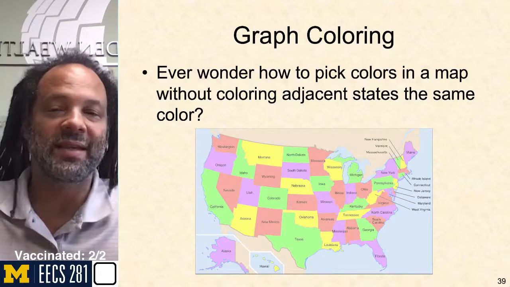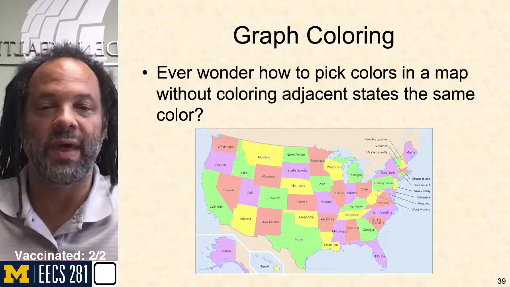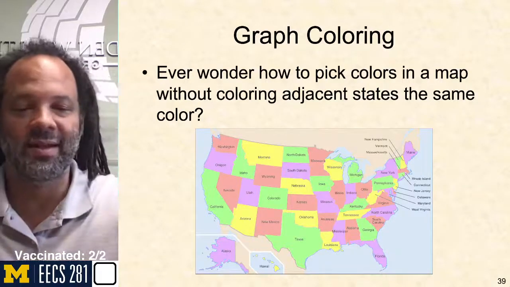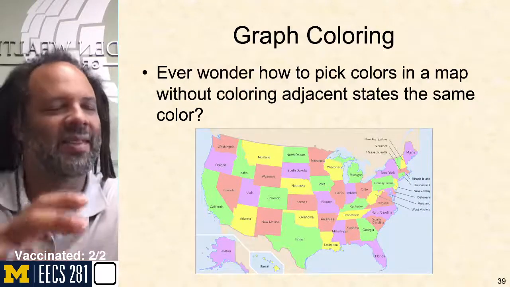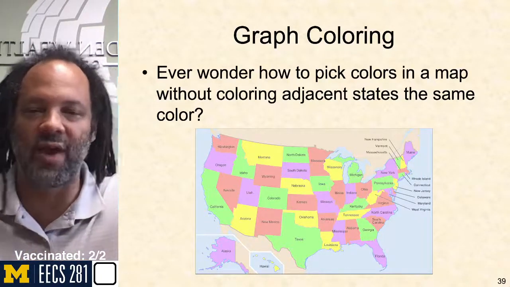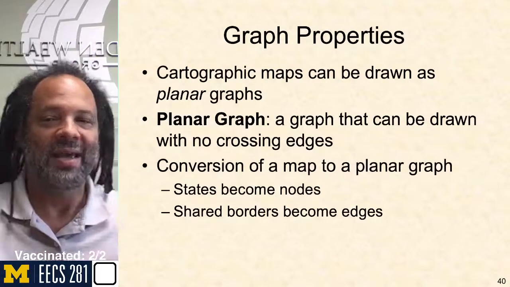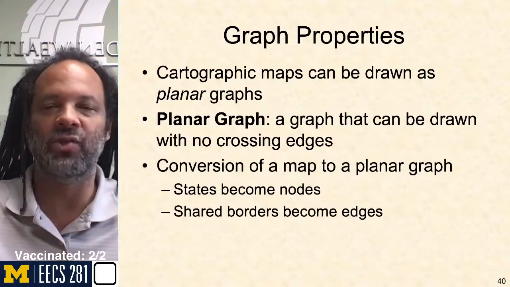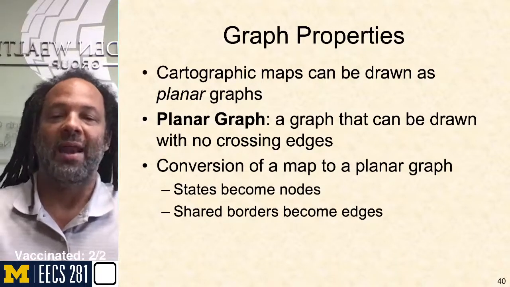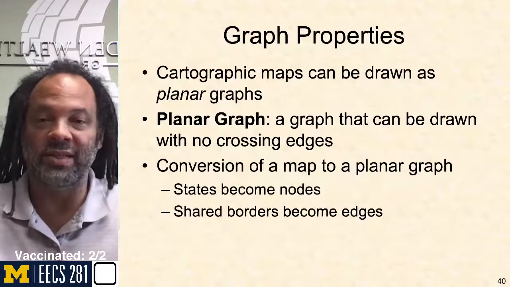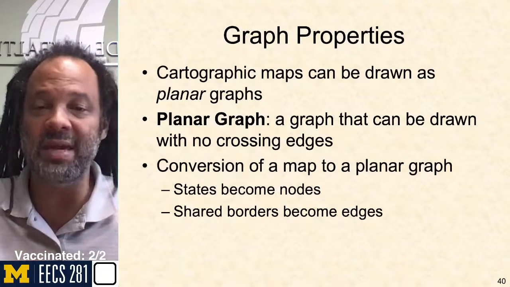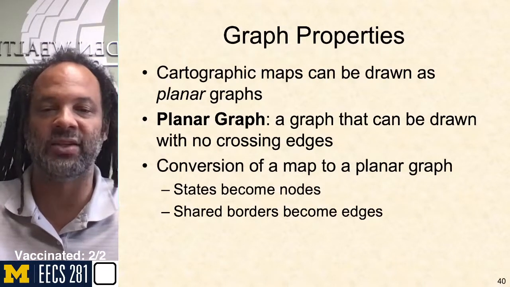So how does this get done? How does the graph get colored this way without coloring adjacent states the same color? Well, we take a map like this, not to be confused with an unordered map, the hash table sort of implementation. We're talking about a real cartographic map. And the way that I do that is I say that a cartographic map can be drawn as a planar graph. And a planar graph is one where I've got all my vertices drawn and all my edges, and none of my edges cross. I've got no lines that intersect. They can meet at a node, but no lines actually cross each other.